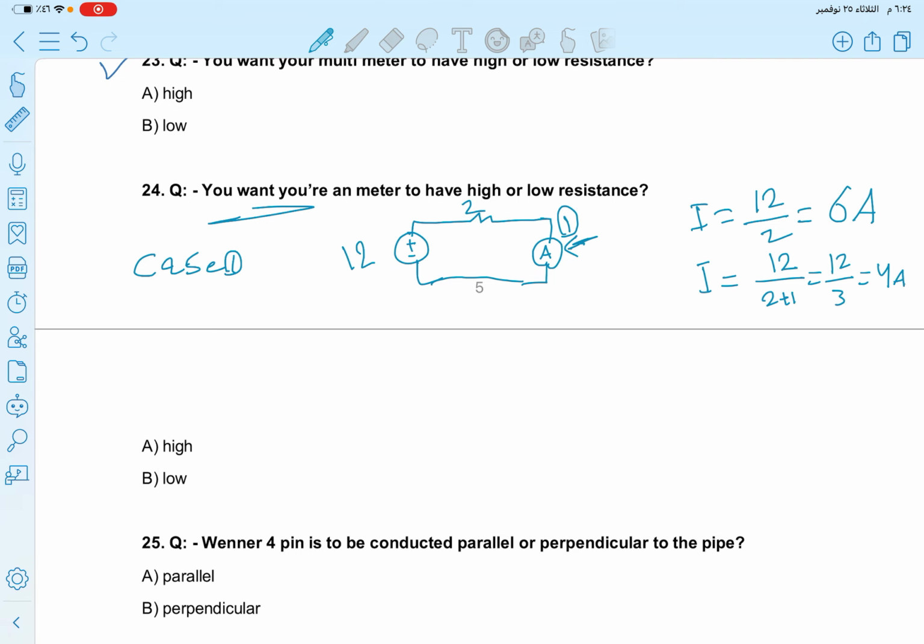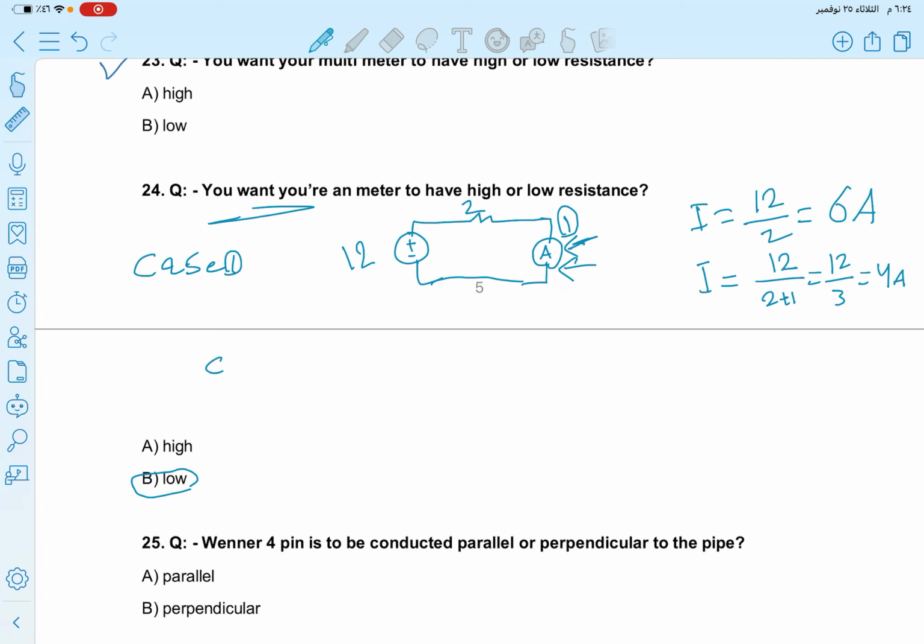See the difference? Because I inserted an ammeter and the ammeter has a resistance equal to 1 ohm, that increases the total resistance. Increasing the total resistance will decrease the current. So I need a very small amount of resistance inside the ammeter. So I need very low resistance.